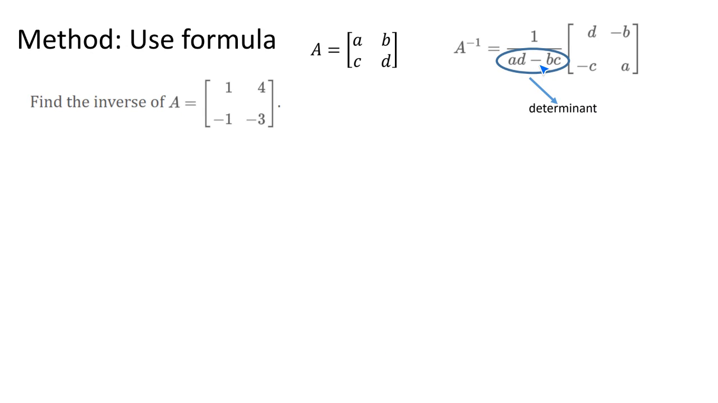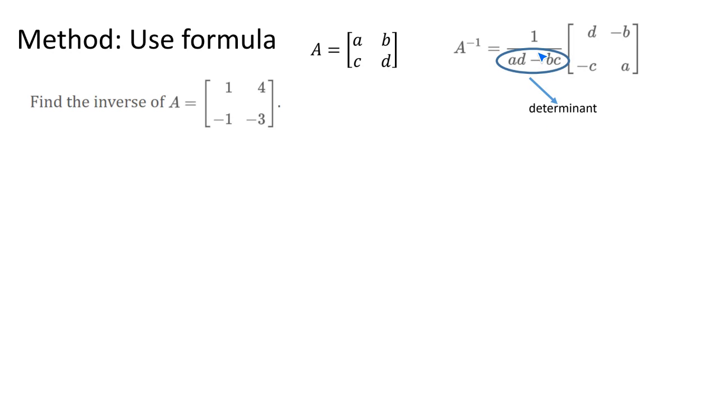Before I move on, this bottom part is called a determinant, and that's what we're going to talk about in section 8.4, the next part of this presentation. Now, if you get a 0 down here, you cannot divide by 0.